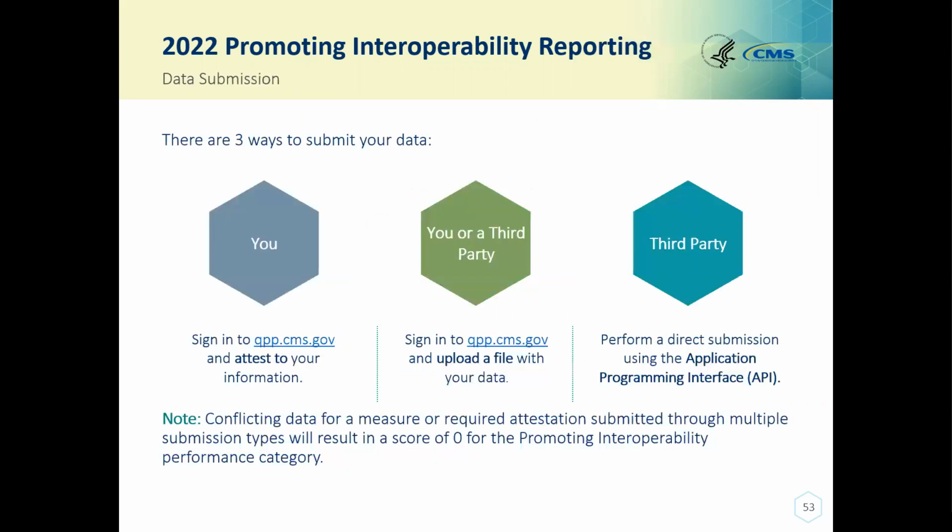Next slide, please. There are different ways to submit your data. You could do it directly through attestation. You could upload a file, or you could do a submission via the application programming interface, or API. Next slide, please.